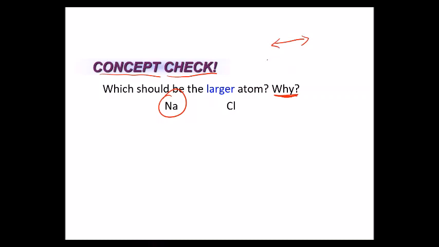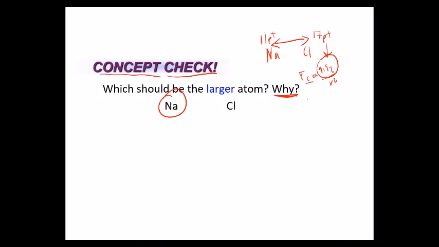Yes, chlorine has more protons, good. And yes, we're looking at the attractive force of the nucleus, exactly right. Chlorine has 17 protons, sodium has 11 protons. We would say sodium has fewer protons, less attractive force. If you're referring to Coulomb's law, you would be referring to the Q1, Q2 part of the equation. Less magnitude of charge, so the force decreases. All of those would be good ways to explain this one.